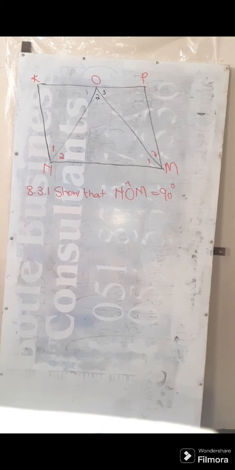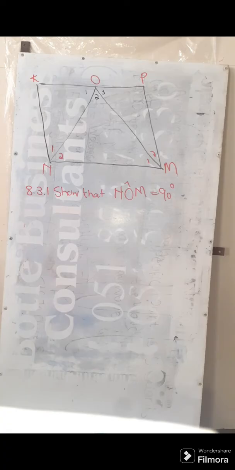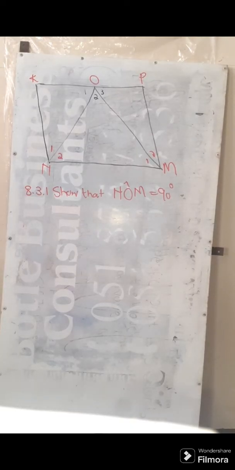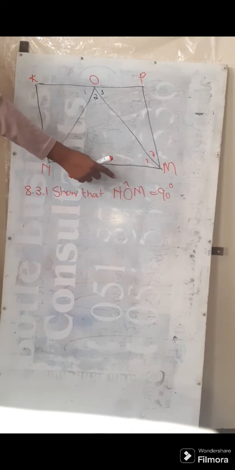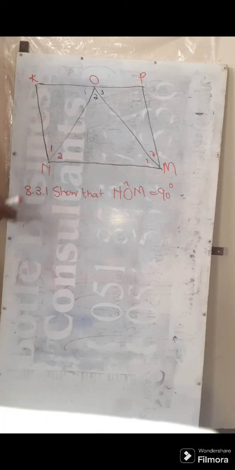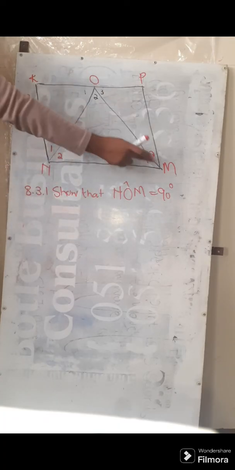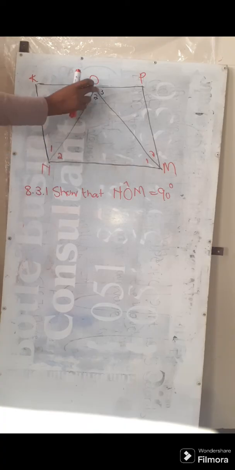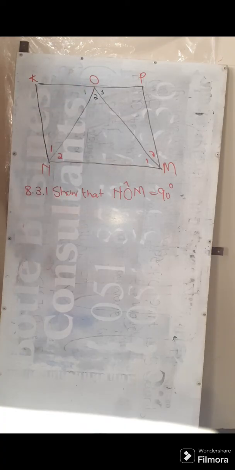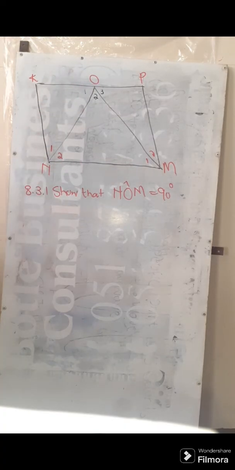All right, here we are, guys. So we have to prove that angle NOM, the angle at O, the letter with the sign is the one that we are looking for. So NOM in this triangle, this O, we have to prove that it equals 90 degrees.